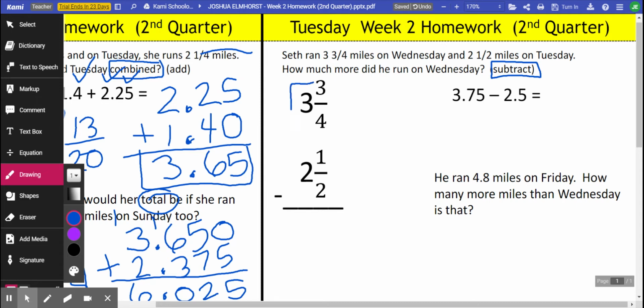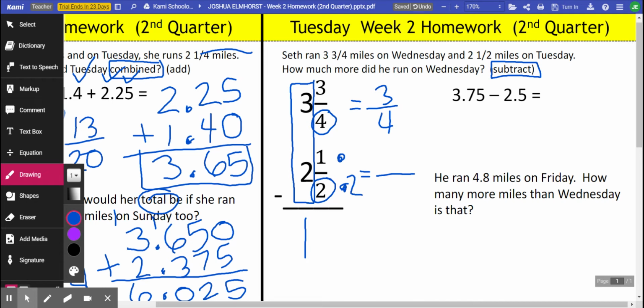So let's take a look at the whole numbers. 3 minus 2 is going to give us 1. And now look at our fractions, and we're going to look at the denominator. We do not have the same size denominator, so we need to find a common denominator. So 2 does have a multiple that equals 4, so we only need to change this fraction to get us to a common denominator. And this one is already 4, so we can leave that the same, 3/4.